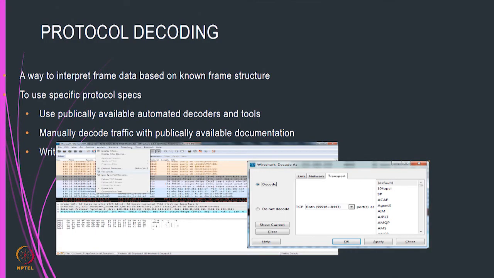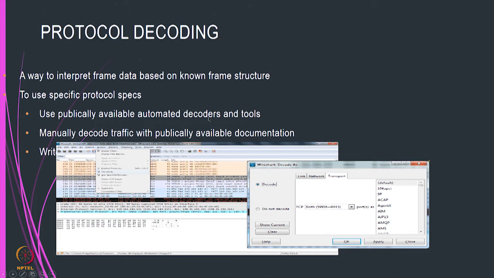Now, once I identify the protocol, if the standard is known, then I have no problem in decoding it. For example, WIRESHARK itself has a decoder. So, here if you see this, we have a way by which you can decode the protocols. You go to Analyze and then Decode As, and it tells you how you need to decode this protocol, etc. So, you can use the publicly available automated decoders and tools and manually decode traffic with publicly available documentation.